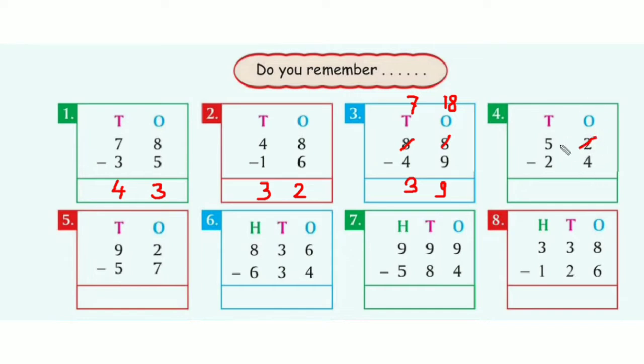Let's see the fourth one. 2 minus 4 is not possible. So 2 will take 1 ten from the 5 and it will become 12.